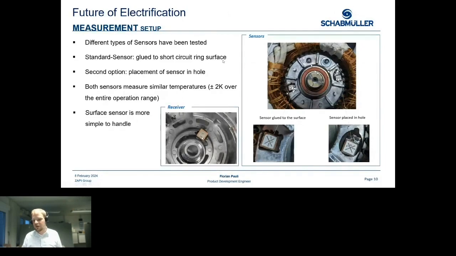But during our measurements, we have seen that we have very similar temperatures for both of these setups. And thus, of course, the sensor which is glued to the surface is preferred as it's easier to place there. And also, we don't affect the rotor slip ring by producing a hole in there.